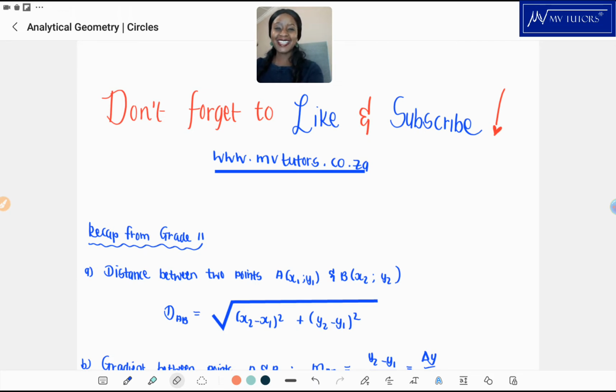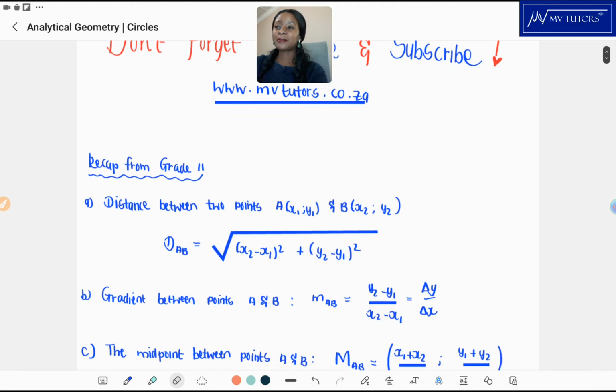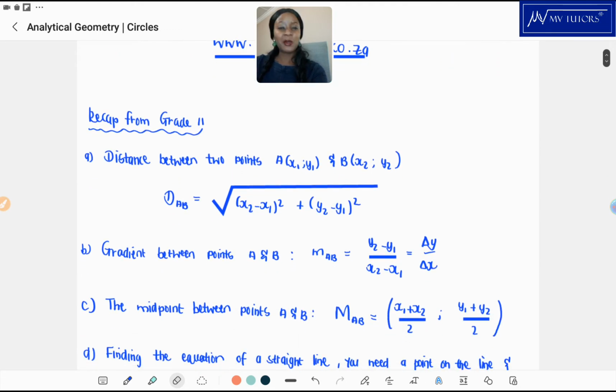And yeah, let's get started. So I thought I would do a little bit of a recap from grade 11 before we get into the meat of the session. Alright guys, so by now you should know the distance formula between 2 points.